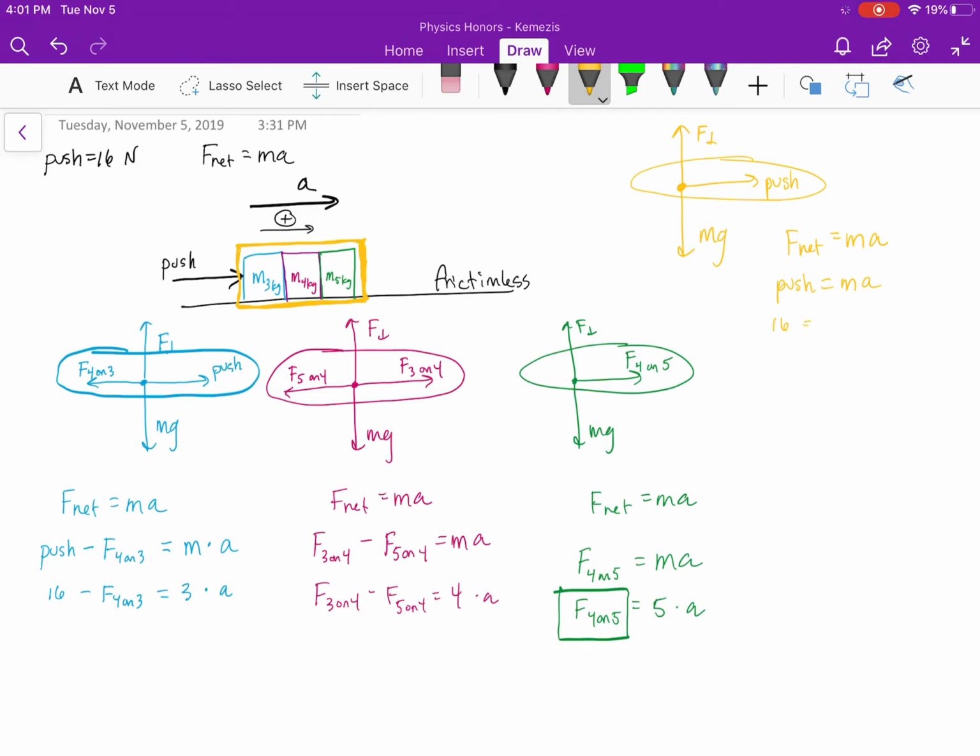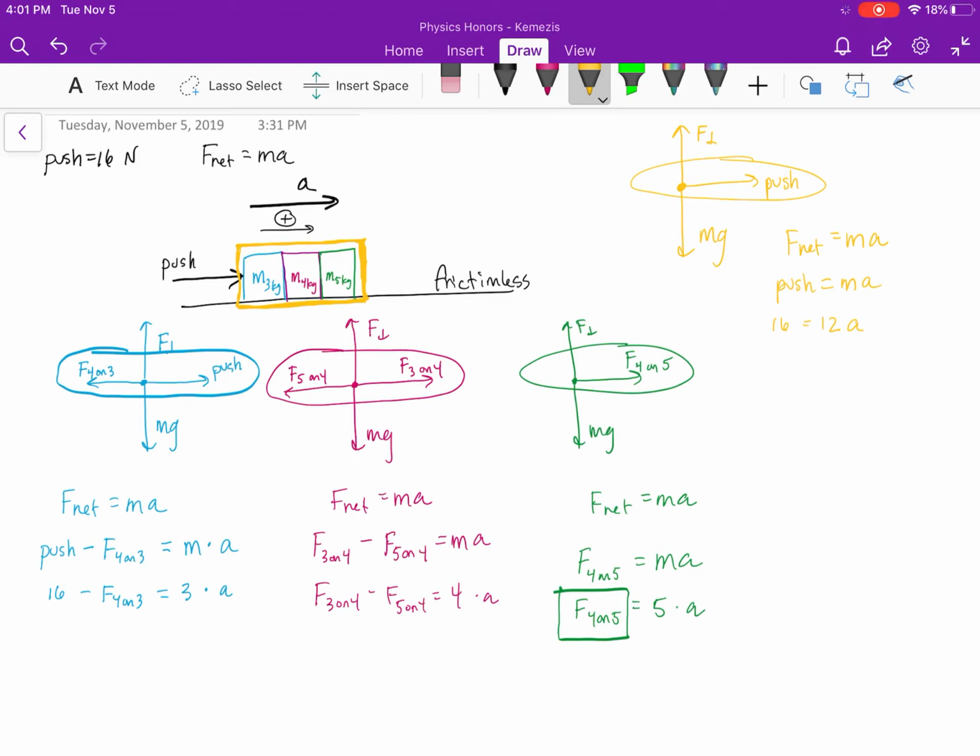And in this case, I have to take the mass of the entire system, which is the 5 plus the 4 plus the 3. So that gives me a mass of 12. And I don't know the acceleration, but now this equation helps me solve for the acceleration.